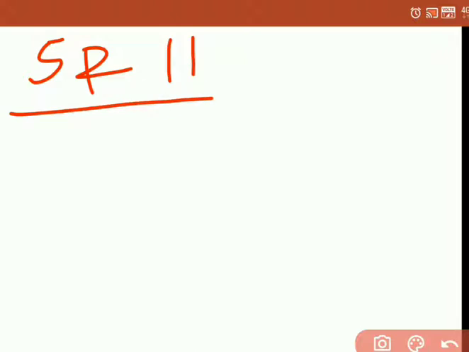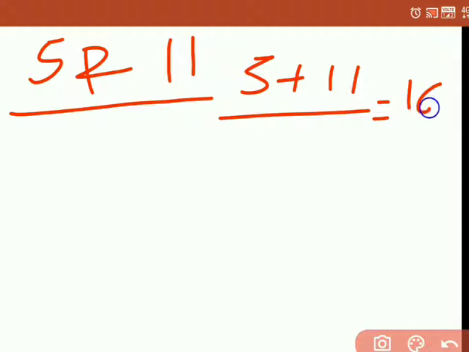For example, if I take the mean of 5 and 11, the mean of 5 and 11 lies between 5 and 11, correct? Right? So if I say 5 plus 11, that is equal to 16 upon 2, that is 8.